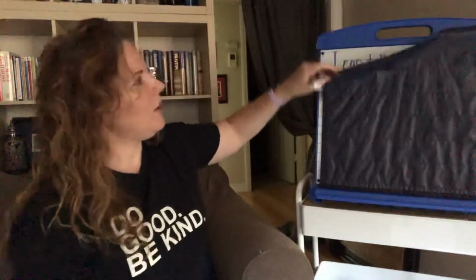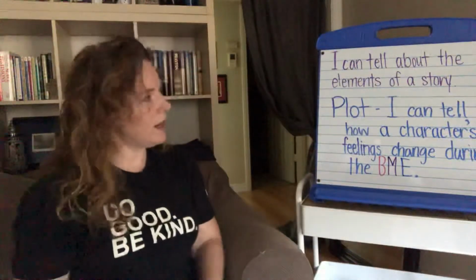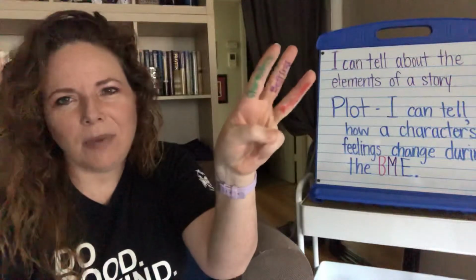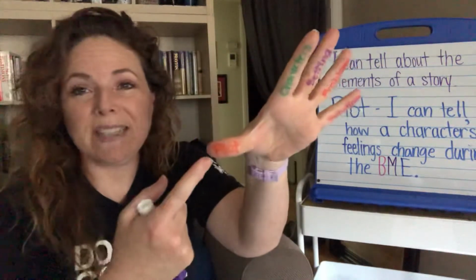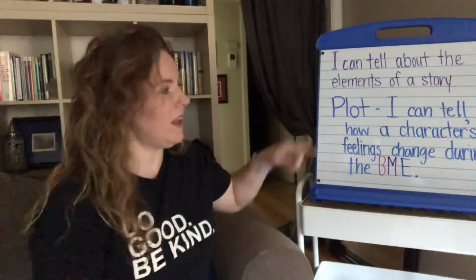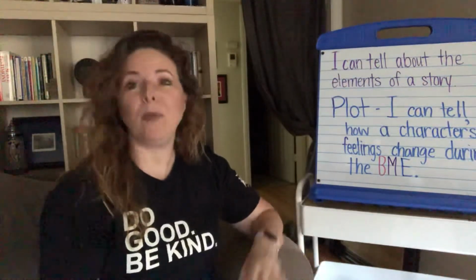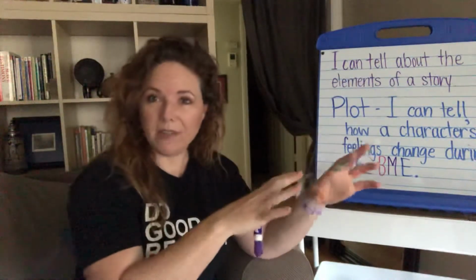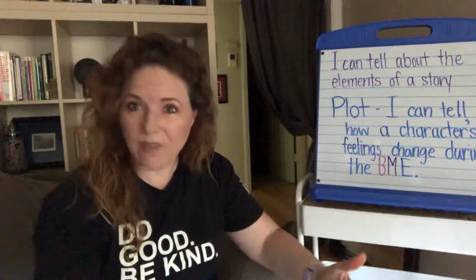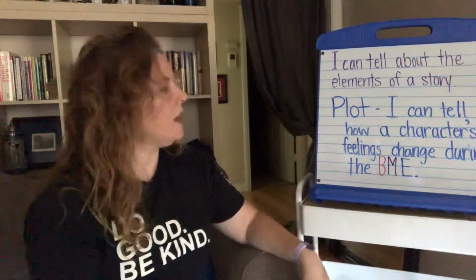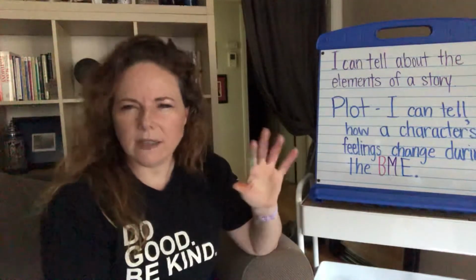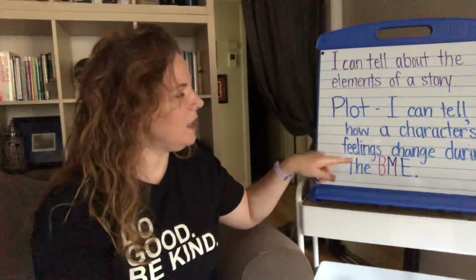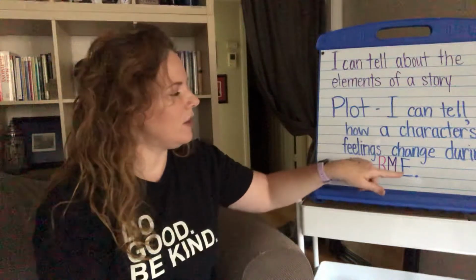Okay, we are going to continue to talk about the elements of a story, which, as you know, are characters, setting, problem, solution, plot. So that's what we're really focusing on today, is the plot. We talked about it yesterday, about how the plot talks about the most important things that happened at the beginning, the middle, and the end of a story. So we can give a summary of the events, which are the things that happen in a story. But today we're going to add a little spice, a little extra to that summary, which is I can tell how a character's feelings change during the beginning, middle, and end.